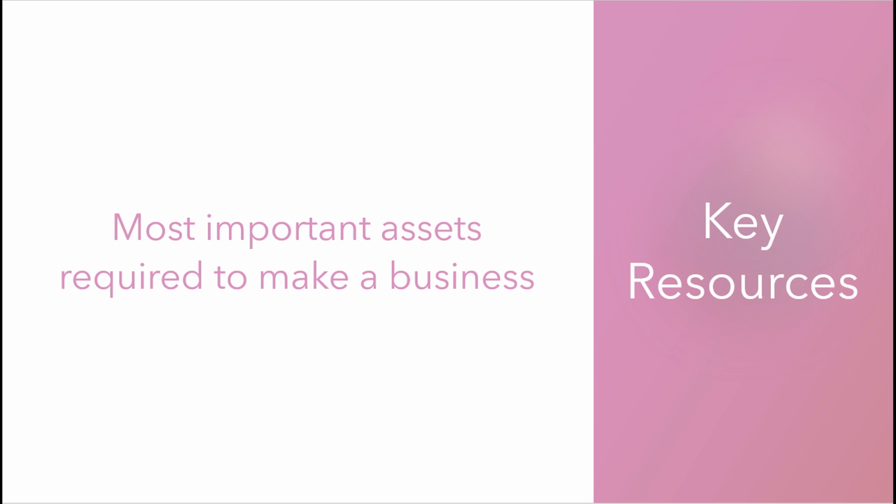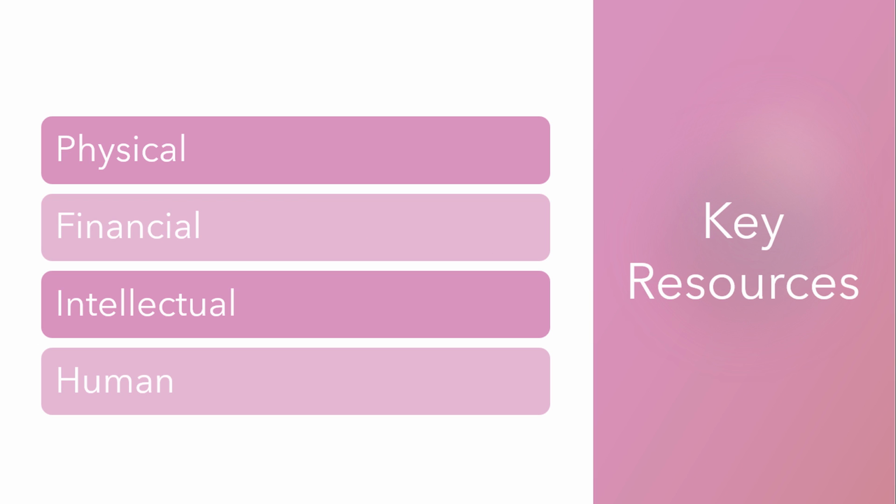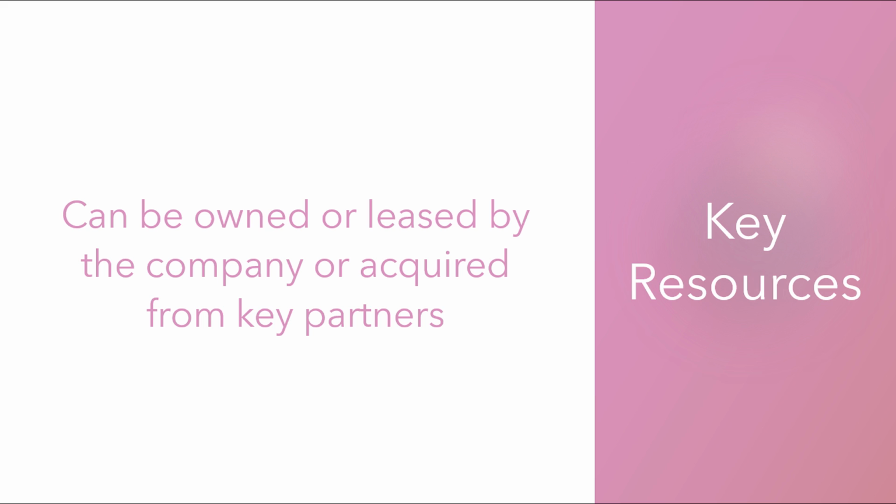So every business model requires key resources. These resources allow an enterprise to create and offer a value proposition, reach markets, maintain relationships with customer segments, and earn revenues. Different key resources are needed depending on the type of business model. For example, a microchip manufacturer would require capital-intensive production facilities, whereas a microchip designer would focus more on human resources. Key resources can be physical, financial, intellectual, or human, and key resources can be owned or leased by the company or acquired from key partners.